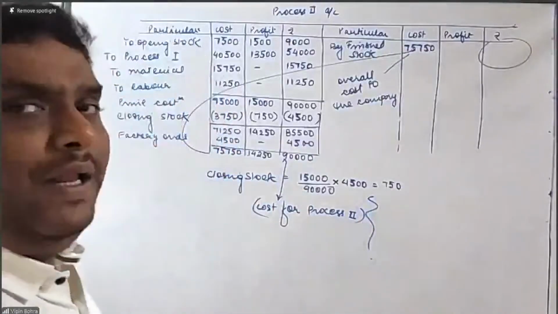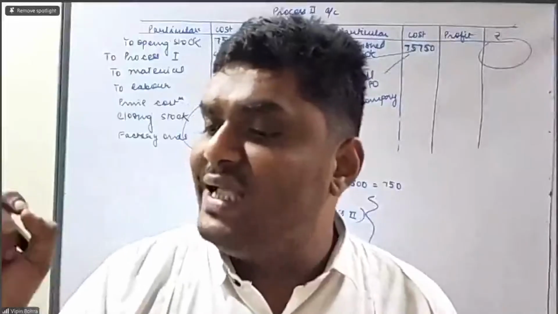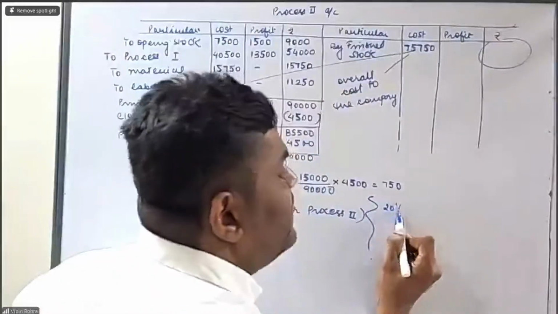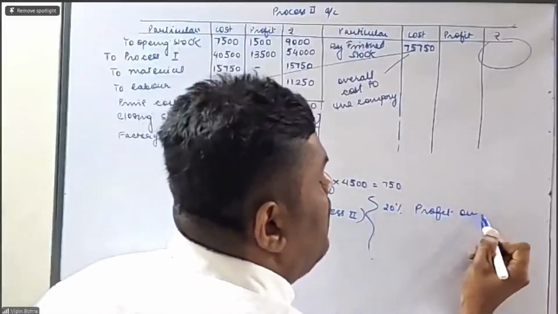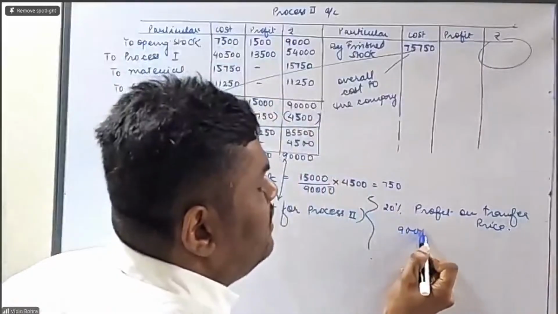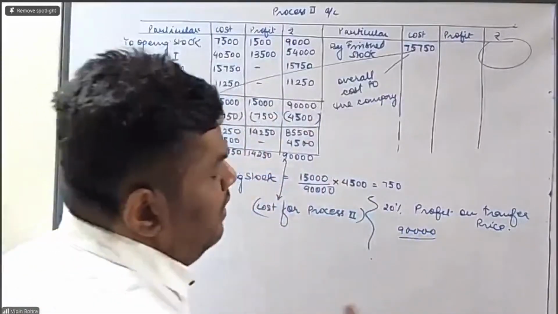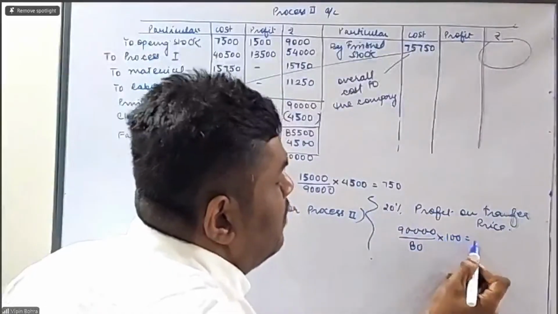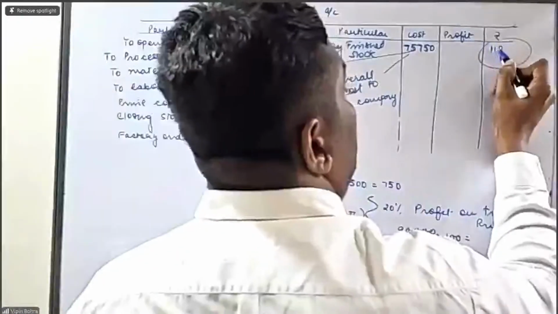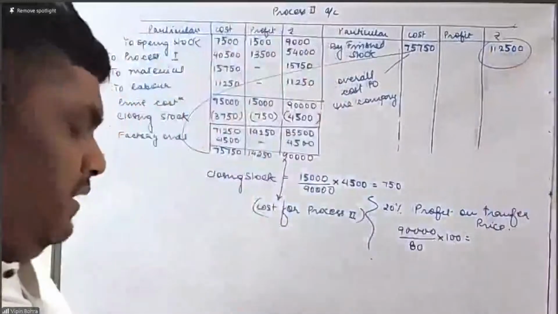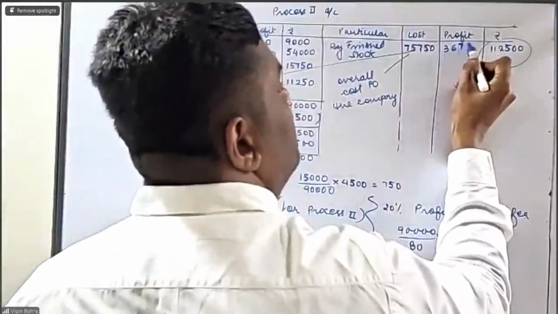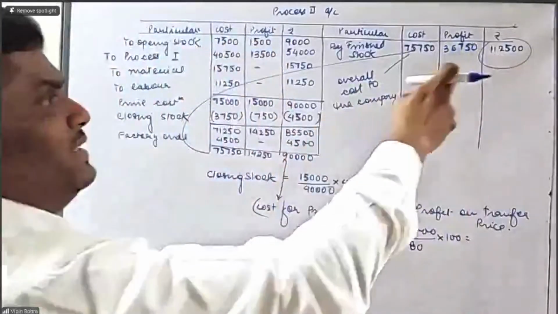So while calculating the transfer value, it is given: the output of process second is transferred to the finished stock at 20% profit on transfer price. So 90,000 divided by 80 into 100. So this will be 1,12,500 minus the overall profit 75,750. So this will be 36,750. So this is the overall profit to the company.